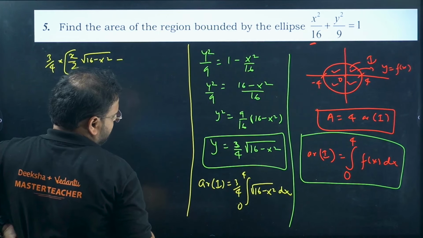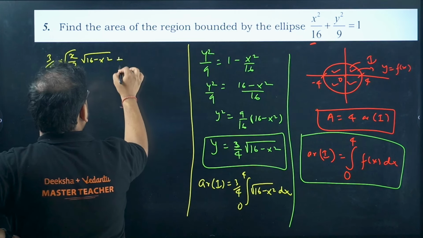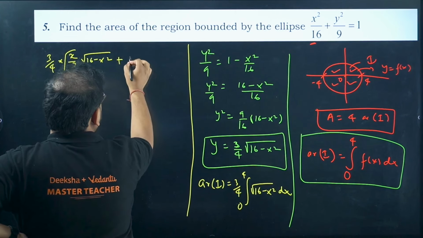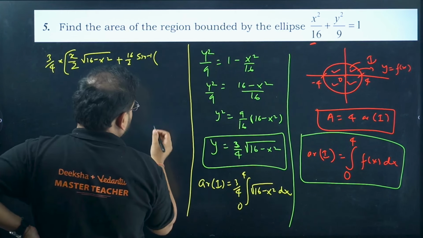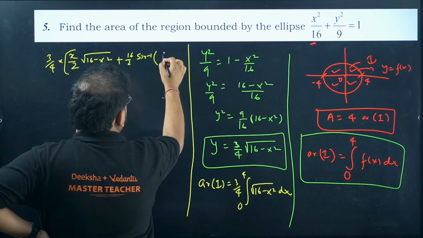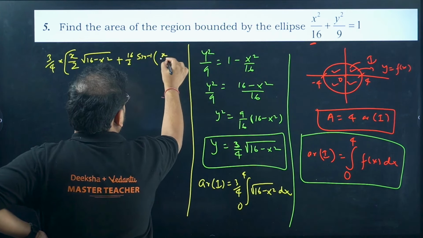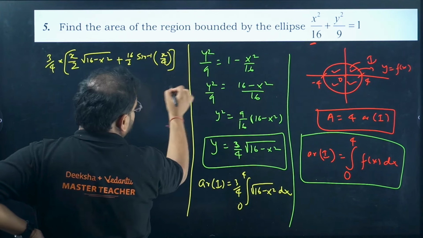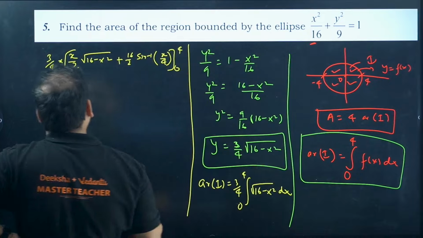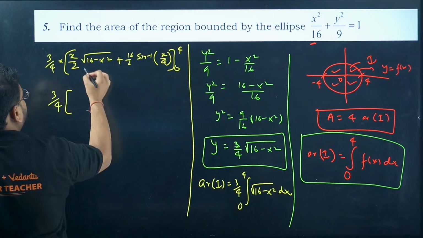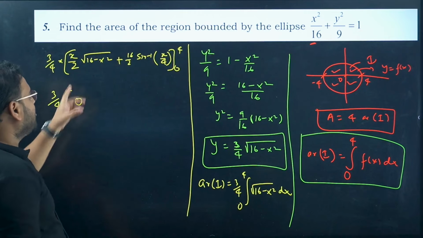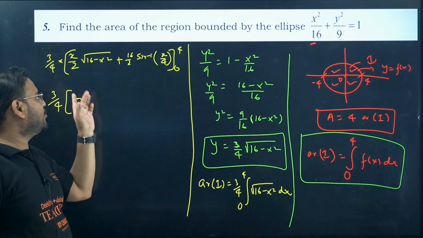No, plus sign only, a square by 2, sine inverse. So we'll have 16 by 2 sine inverse of x by a, so x by 4, from 0 to 4. So we have 3 by 4. Put x as 4 over here, this will be 0. How come, sir? 4 square will be 16. 16 minus 16 is 0, so that is gone.